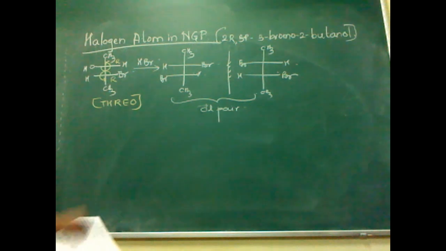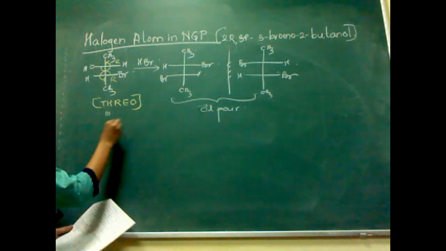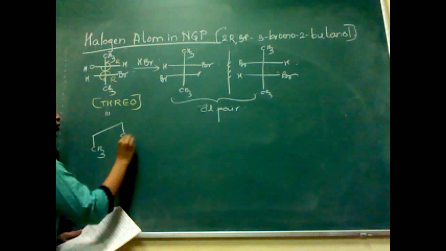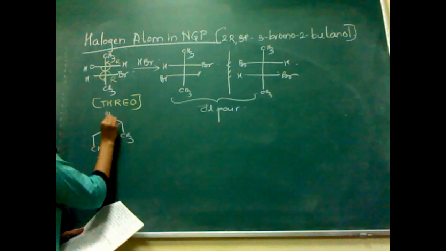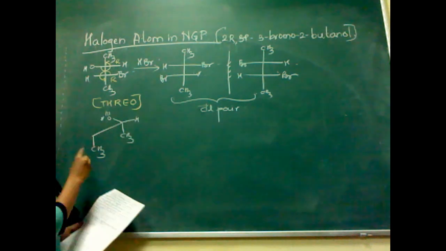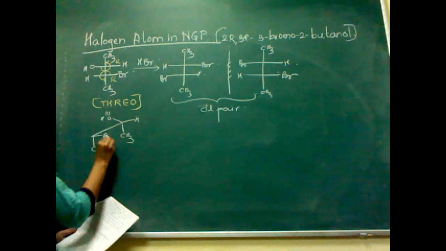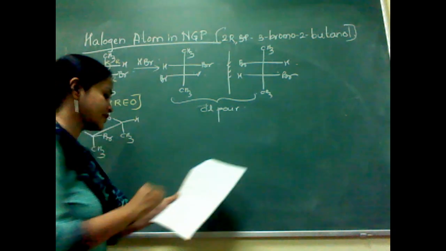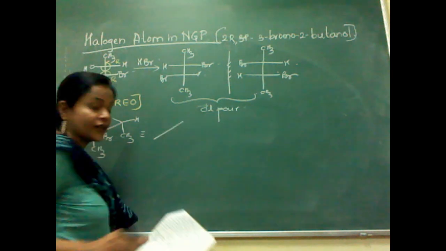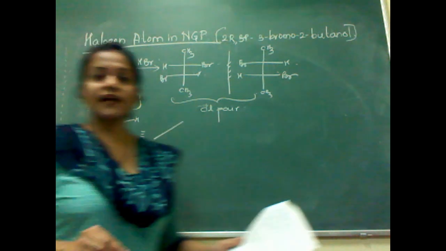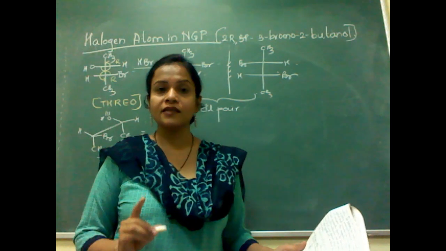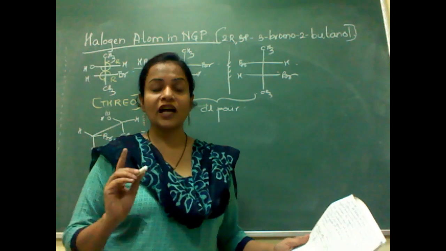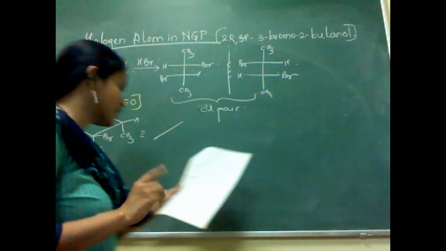Now this is the Fischer projection formula. We try to convert it into Sawhorse projection formula. So both the groups are going below the plane. OH group is present on the left hand side, hydrogen is present on the right hand side, bromo group is present on the right hand side, hydrogen is present on the left hand side. Now you have to rewrite the structure in such a way that the group which offers anchimeric assistance and the leaving group are both anti with respect to each other. So that means they should obey the anti-periplanar relationship.